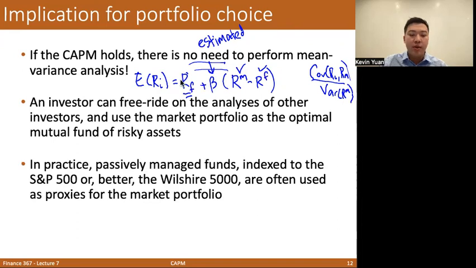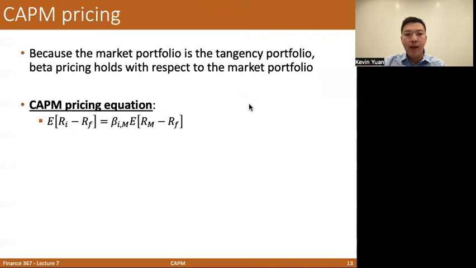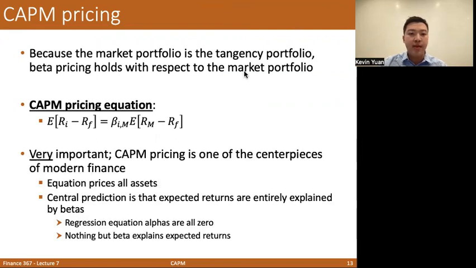Okay, so what this is saying is we can look at other proxies for the market, right? So these are all proxies that we can use to compute or measure the market's return. And so again, because the market portfolio is the tangency portfolio, the beta pricing holds with respect to the market portfolio. And this is the capital asset pricing model over here.